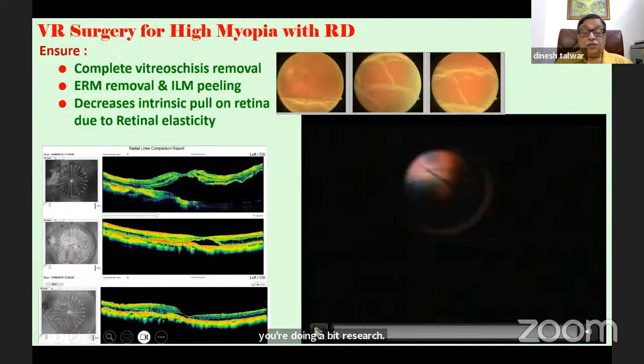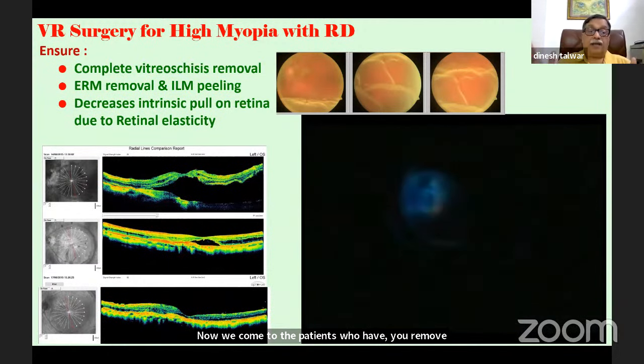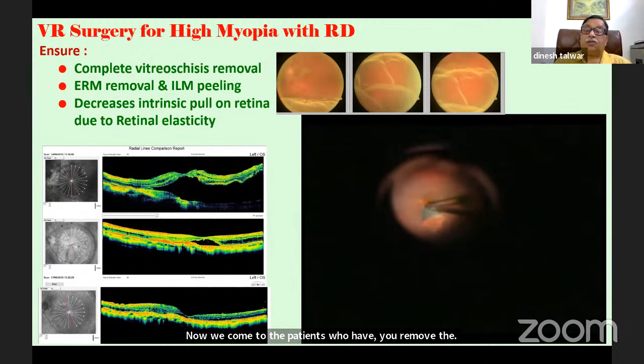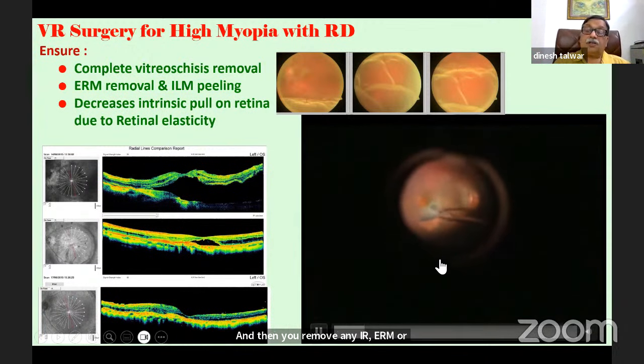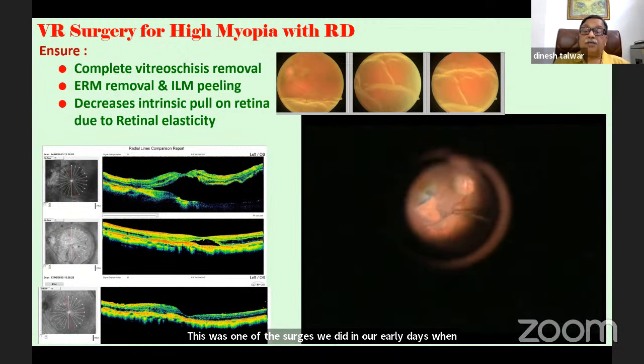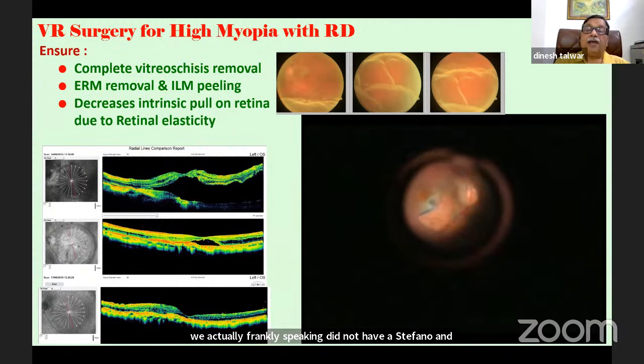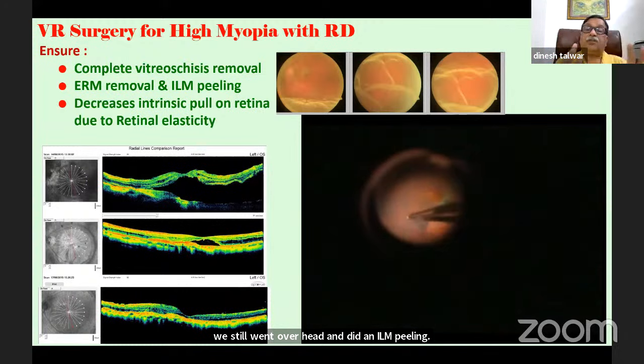Now we come to the patients where you remove the vitreous schisis, and then you remove any ERM or ILM peeling only when there's a posterior staphyloma. This was one of the surgeries we did in our early days when we actually, frankly speaking, did not have a staphyloma, and we still went ahead and did an ILM peeling. I'm only showing this to show you why PFCL can help you in ILM peeling.